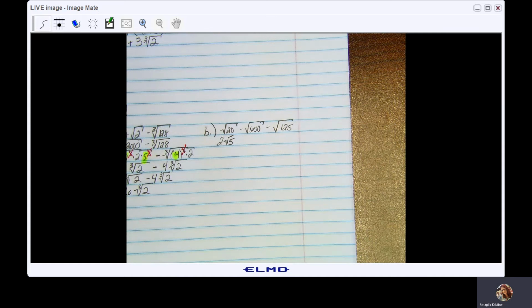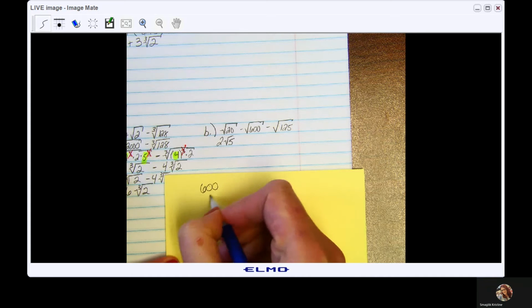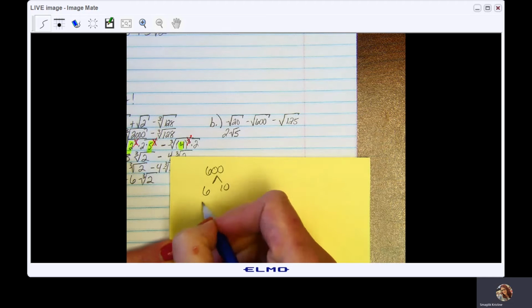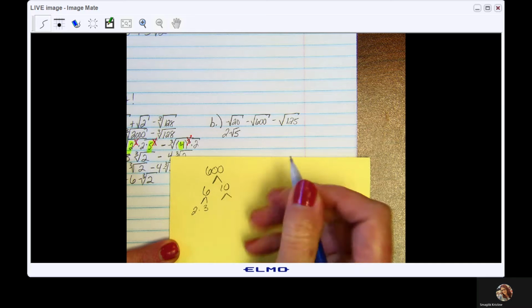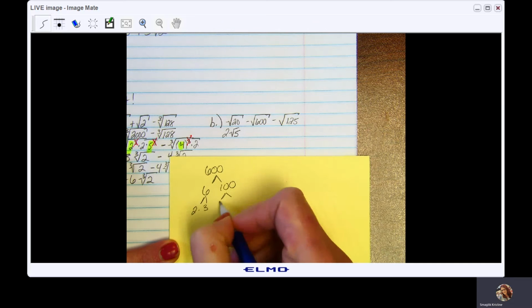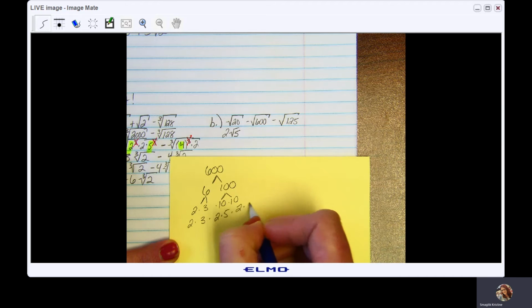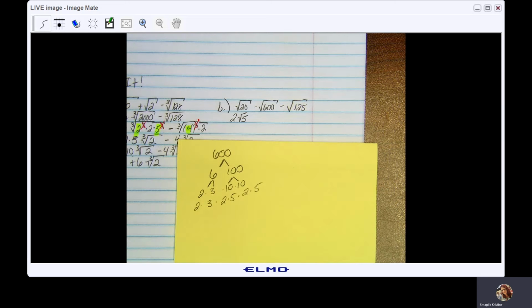Now 600. Let's break down 600. Let's go 6 times 10. We're going to do this one a little bit faster. 6 is 2 times 3. Oops, this is 6 times 100, excuse me. 10 times 10. 2 times 3 times 10 is 2 times 5 times 2 times 5. So there we are. So now let's see, what do we have?